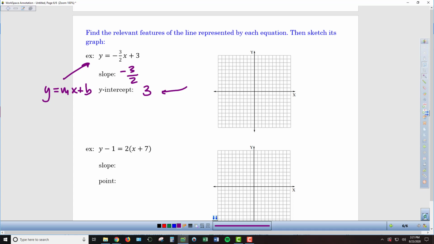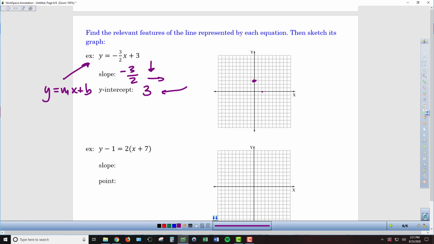So I'm going to go to 3 on the y-axis. It's the y-intercept, the place the graph crosses through the y-line. And now I'm going to apply that slope. So I'm going to go down 3 units, but to the right 2. So I'm going to count down 3, to the right 2, not from the origin, but from that y-intercept point that I made right there.